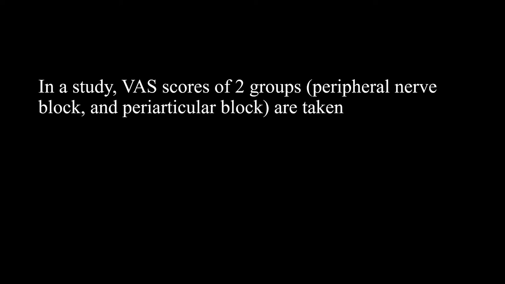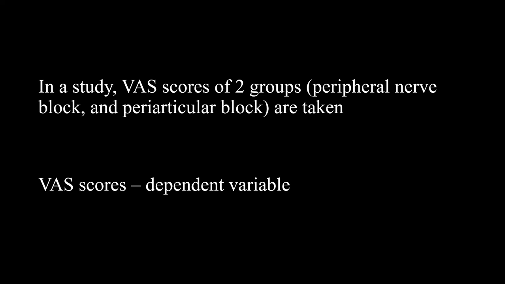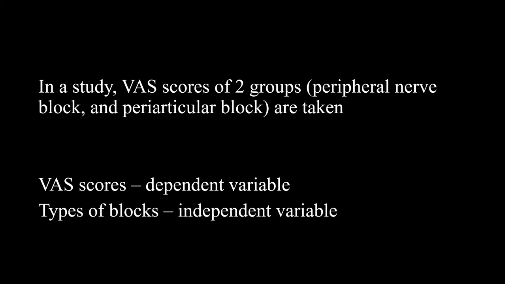Building on the previous example, in a study, visual analog scale scores of two groups, peripheral nerve block and periarticular block, are taken. So in this case, the visual analog scale scores would be the dependent variable and the type of block given would be the independent variable.